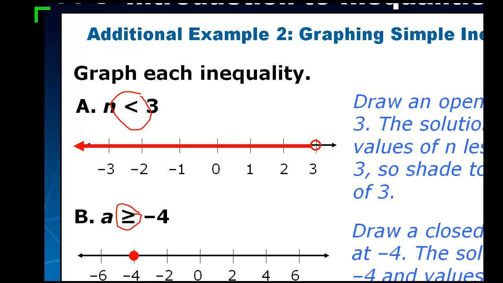Then I will draw a line or shade all the numbers greater than -4. Any number greater than -4 is a solution here. Maybe 6, maybe 7, maybe 8. It's going on, okay?